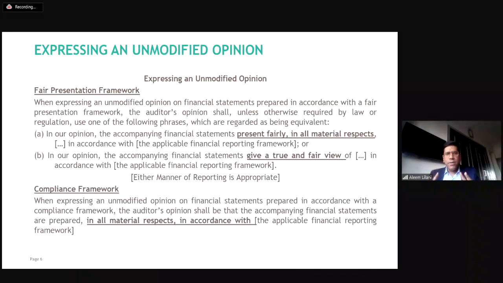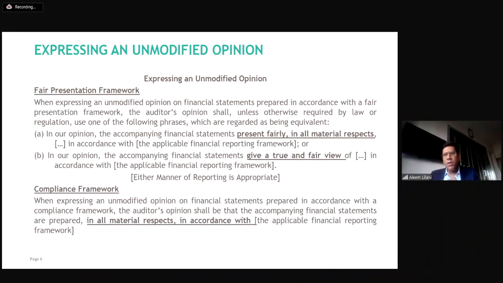Now, what is the manner in which you give a clean opinion in a fair presentation framework? The exact words quoted in the standard are, you say, in our opinion, the accompanying financial statements present fairly, in all material respects, in accordance with the financial reporting framework, that is Companies Act, for example. Or you can also say, in our opinion, the financial statements give a true and fair view in accordance with the Companies Act, or the way we say, applicable accounting standards specified under Section 133. Either manner of reporting is appropriate. So either you say present fairly or give a true and fair view, it is the same.